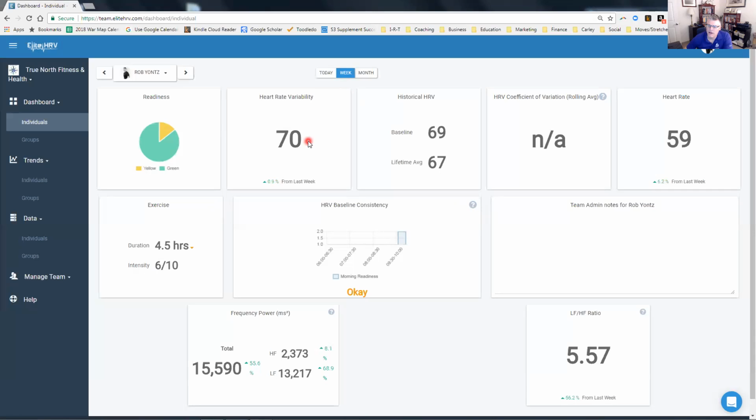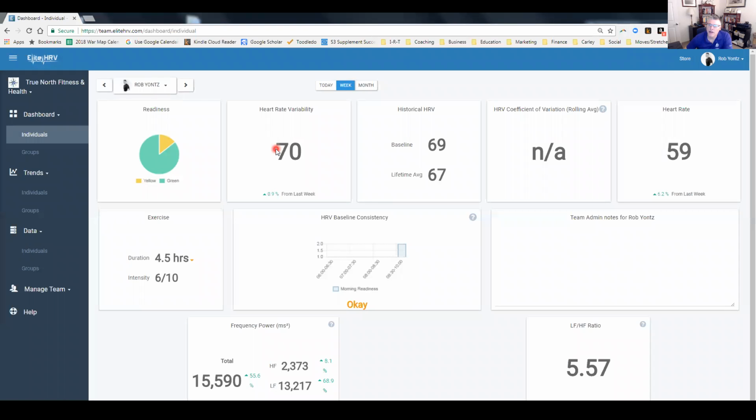This is looking at, can't remember if it starts Sunday or Monday, but today is Tuesday. So it's just a couple of days in here. So it's probably Sunday, Monday, Tuesday. The baseline on a revolving week is 69 and 67, like we discussed. Again, the bug on the HRV, they're trying to fix that. Heart rate is 59 on average for the week so far. My exercise on the week is 4.5 hours. Average intensity is 6, so pretty good, not too bad.